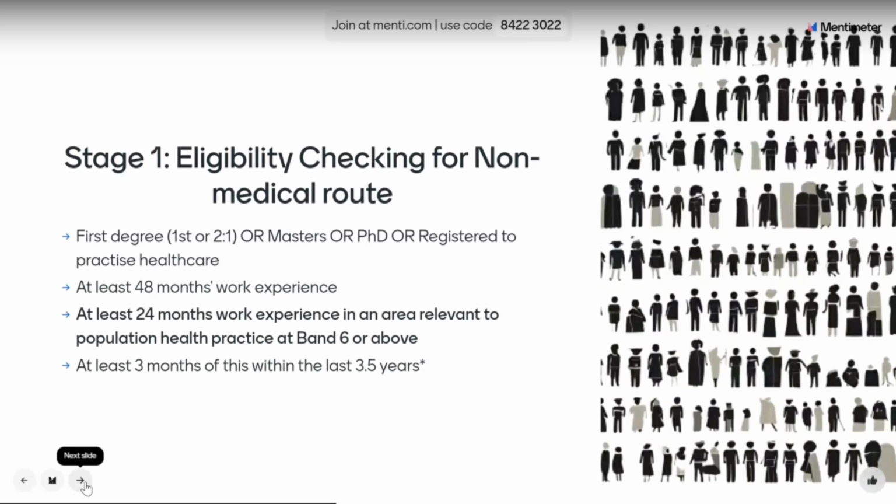I was working at this level, and this is why it is equivalent or higher than band 6 in the UK. And then the last point is you need to be able to prove that 3 months out of that 24 months has not been more than 3.5 years ago. So that means your 24 months could be as far back as 3 years, 4 years, as long as at least 3 months of that is not more than 3.5 years ago.